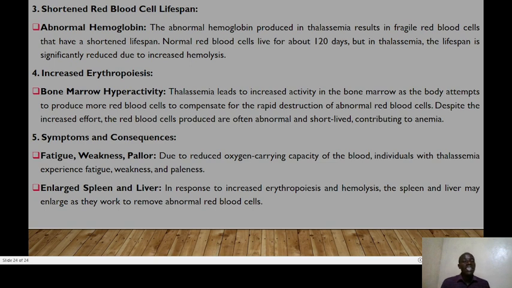So we have the shortened red blood cell lifespan, where we have abnormal hemoglobin. The abnormal hemoglobin produced in thalassemia results in fragile red blood cells that have shortened lifespan. Normal red blood cells live for about 120 days, but for the thalassemia, the lifespan significantly reduces due to increased hemolysis. We could also have increased erythropoiesis, where we have bone marrow hyperactivity, and symptoms could include fatigue and weakness and enlarged spleen and liver.